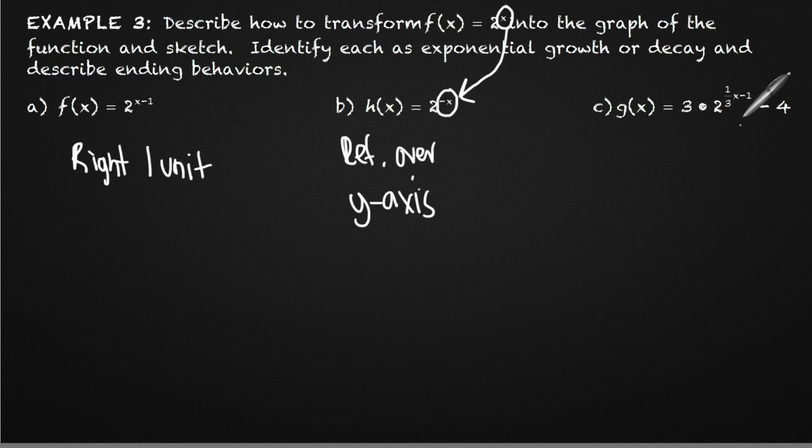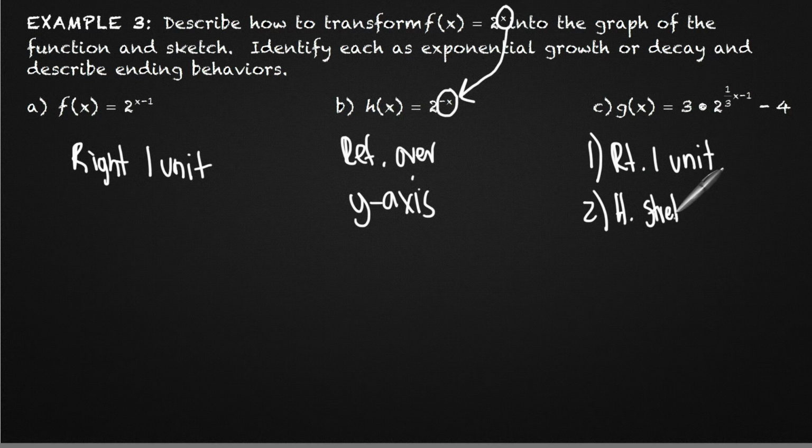So letter C, that's the one that's got all the transformations in it. So let's list them in order. If you can remember that the first thing you always want to list is the right and left shift. So x minus 1 is going to go right 1 unit. And then secondly, we have a 1/3 x. Okay, that is going to be counterintuitive because it is with the x and it's horizontal. So that's going to be a horizontal stretch by 3.